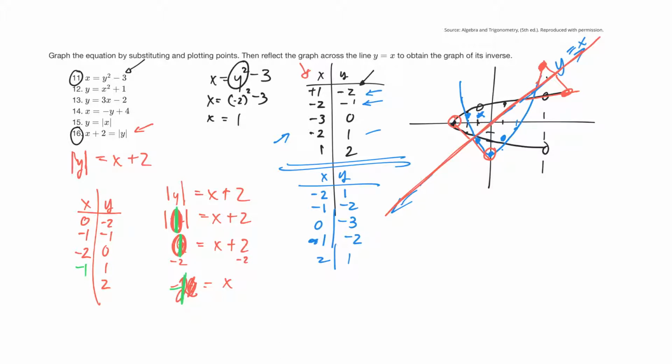And finally, put a 2 in. 2, absolute value of 2 is 2. 2 take away 2 is 0 again. Now let's plot those points. So we'll do it on a graph. I'll go down a bit.